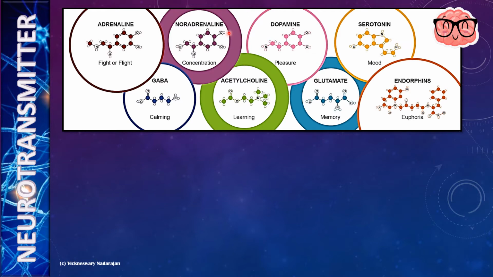Noradrenaline is a neurotransmitter. You can see its function is for concentration. As students, you need to have a nervous system that produces lots of noradrenaline, lots of acetylcholine, as well as glutamate. Because noradrenaline helps in concentration, acetylcholine for learning, and glutamate for memory recall.